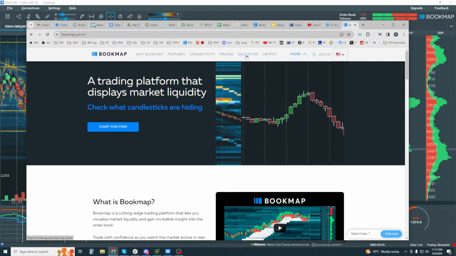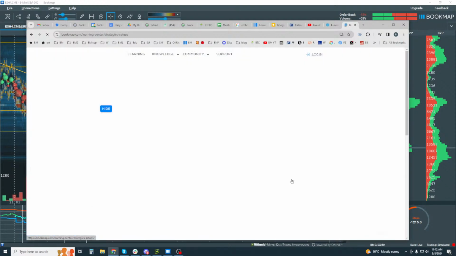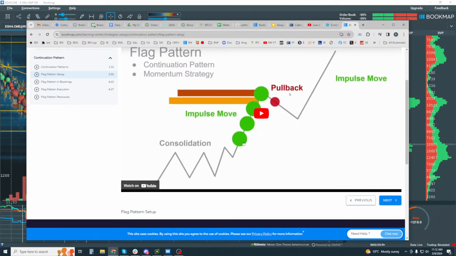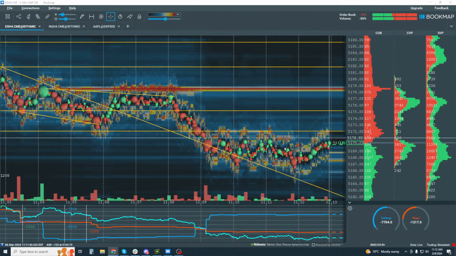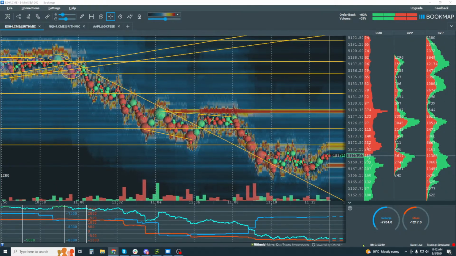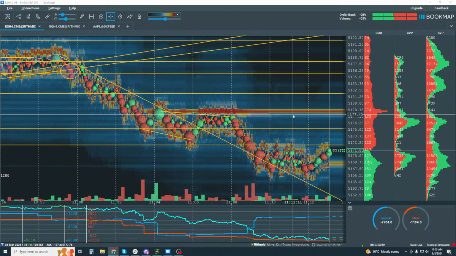So anyway, go to education from bookmap.com here. I go to education, strategies and setups, and then our continuation momentum strategies here. And this is what we're looking for: that consolidation, those trap traders, the impulse move, the pullback, followed by another impulse move. This criteria is what we were covering a few different times, and how it didn't play out, but we managed the trade hypothetically.